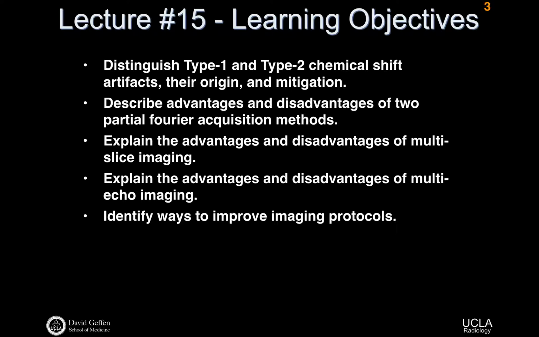What was an artifact associated with the partial Fourier methods? In the middle, zero filling. Yeah, and so zero filling leads to different possibilities. Do you remember? You'll get some kind of almost like an aliasing or ghosting artifact, but you'll also get some blurring. It'll broaden your point spread function.